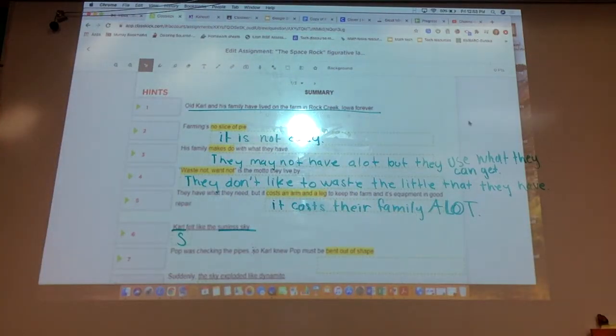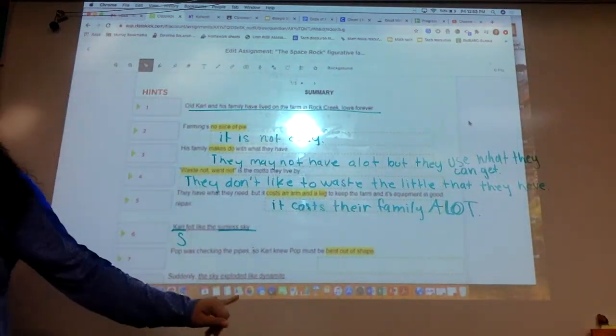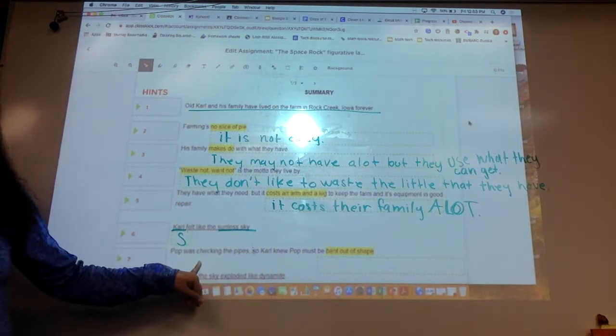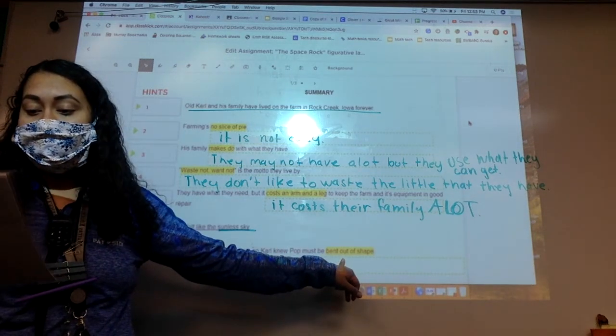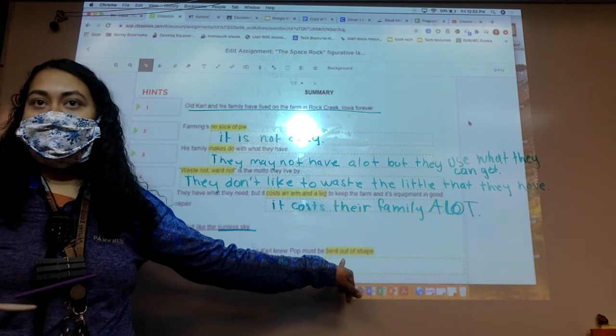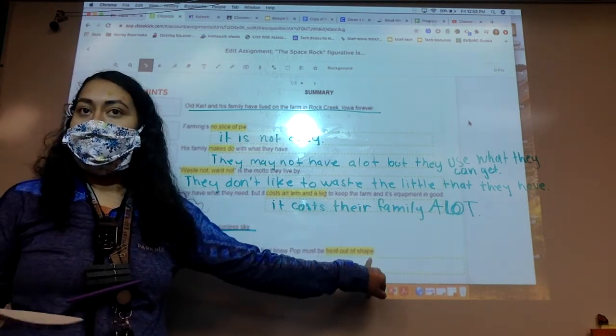Okay, next one. Pop. Ready? Pop was checking the pipes, so Carl knew Pop must be bent out of shape. Okay, so this one's highlighted. So this is an idiom. So what does the idiom mean? Bent out of shape.